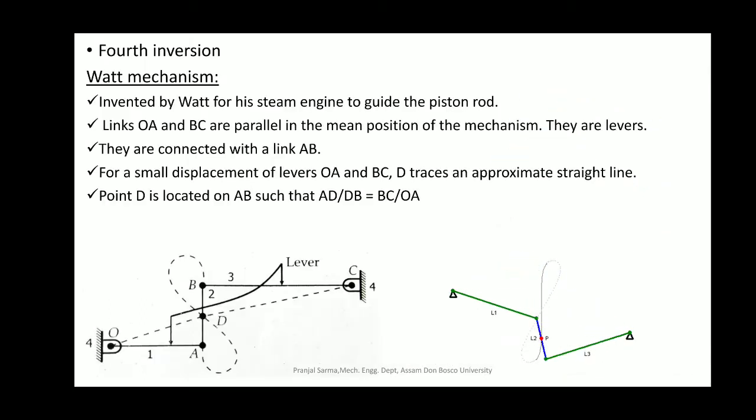Similarly, in the fourth inversion, we have seen the Watt inversion, the Watt mechanism being one of the perfect examples. It falls under the approximate straight line motion mechanisms, where this particular point marked by the red point in the GIF depicts a particular straight line motion.